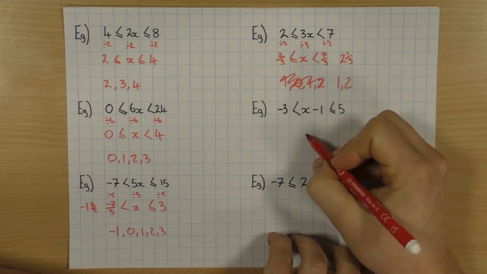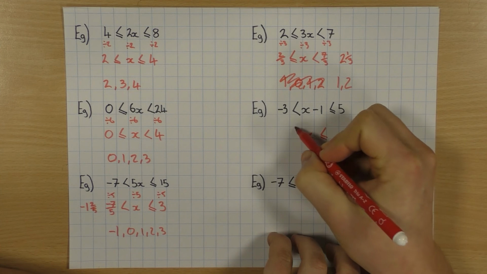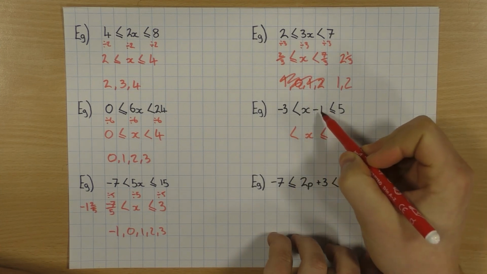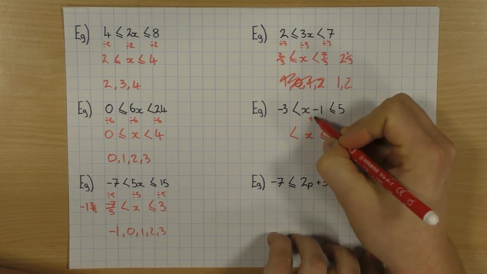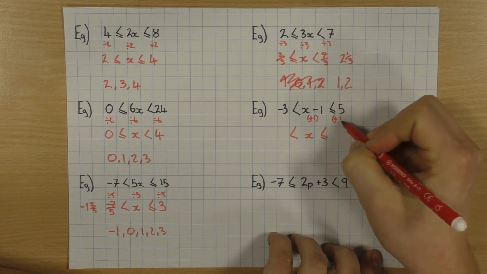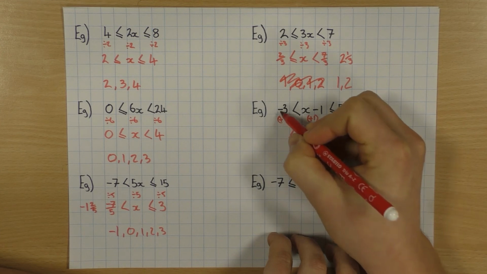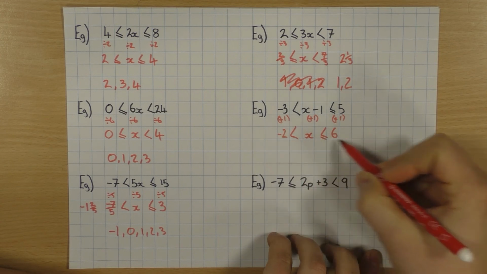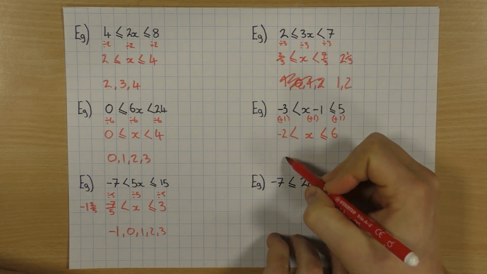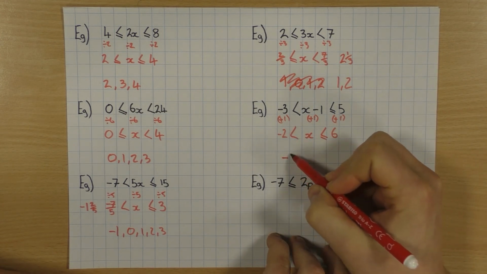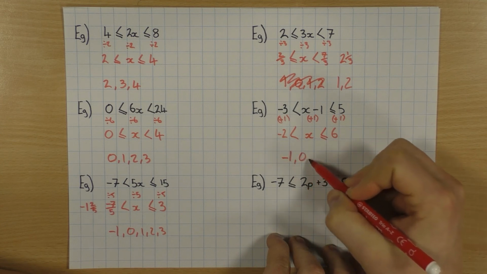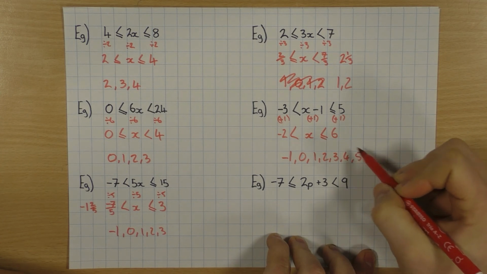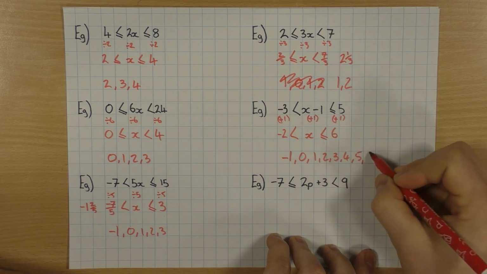This one here, again, I just want it to be x. So how do I get this back to x? Well, I've got x minus 1. I want to get rid of the minus 1. So all I do is plus 1. And if you do that to both sides, minus 3 plus 1 is minus 2. 3 plus 1 is 6. There we go. What values could I have? Well, I can't include minus 2, but x is bigger than minus 2. So minus 1, 0, 1, 2, 3, 4, 5. And I can include the 6 there.